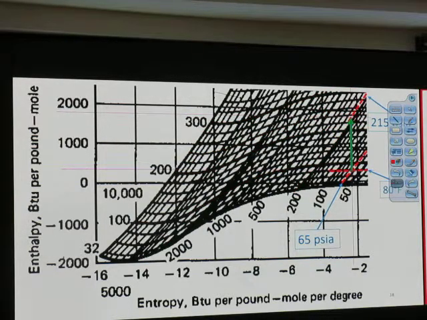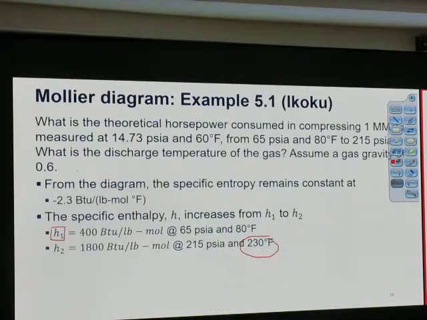We look on the left side, on this scale, we get enthalpy in BTU per pound mole, that is specific enthalpy. We look on that part and we get another BTU per pound mole. So that is the discharge specific enthalpy. And the bottom one is the suction specific enthalpy. That's why I say H1 and H2.